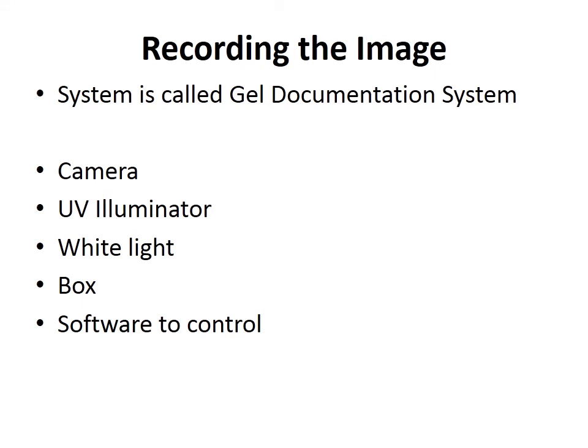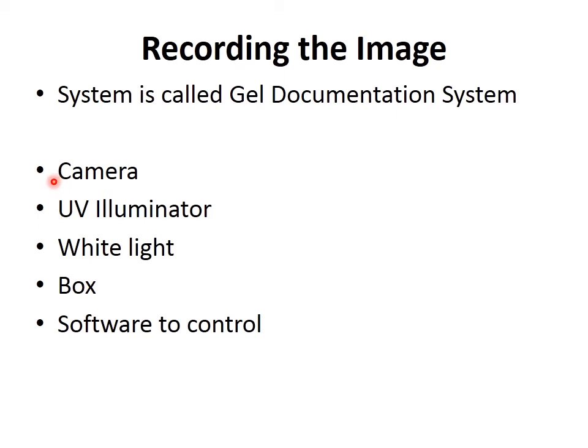The images of gels are recorded by using a system which is called the gel documentation system. The gel documentation system has a UV illuminator, which is actually a UV lamp, and the gel is placed on a sheet associated with the lamp, and the lamp is switched on. So when the illuminator is switched on, it gives away UV light. Ethidium bromide present in the gel absorbs that light and produces fluorescence.